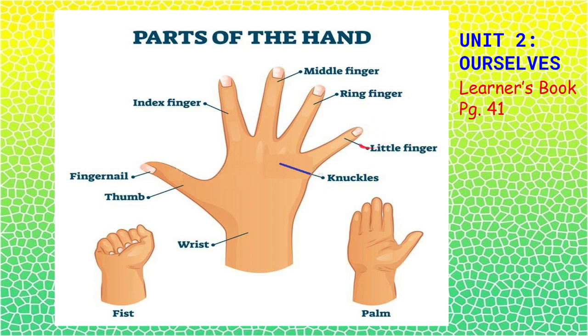Remember, each hand has 5 fingers. So this is your thumb, your index finger, your middle finger, ring finger, and the little finger, or we call it the pinky. And each hand has a fingernail. That's it. You can color it. Now, this part is the wrist, and this is your knuckles. In front is your palm, and this is your fist.